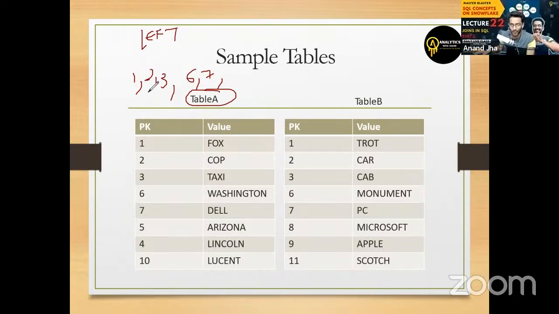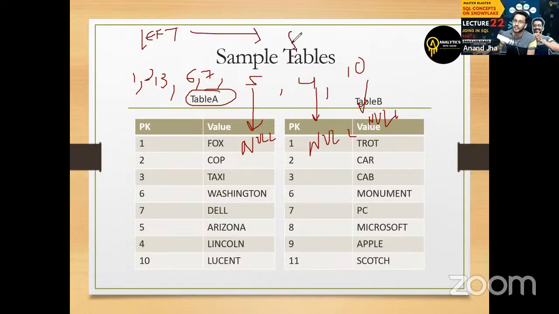What will you get? 1, 2, 3, 6, 7, 5, 4, 10. All will come. But what will be the value here? If you take table B values, null, null, and null. So how many records will you get? 1, 2, 3, 4, 5, 6, 7, 8 records. You will get 8 records.